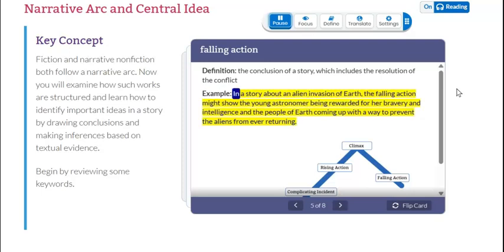Example. In a story about an alien invasion of Earth, the falling action might show the young astronomer being rewarded for her bravery and intelligence and the people of Earth coming up with a way to prevent the aliens from ever returning.